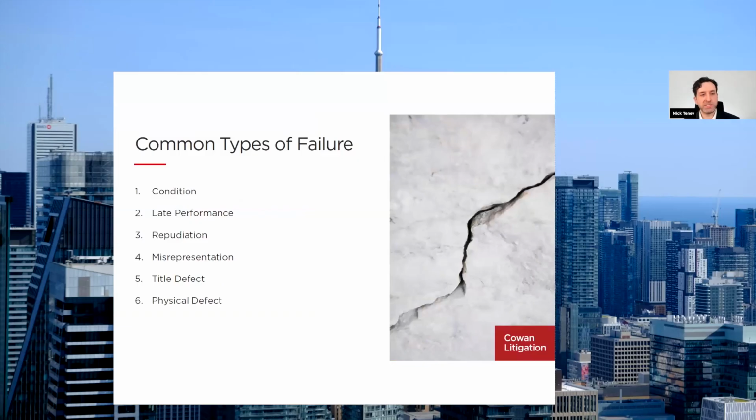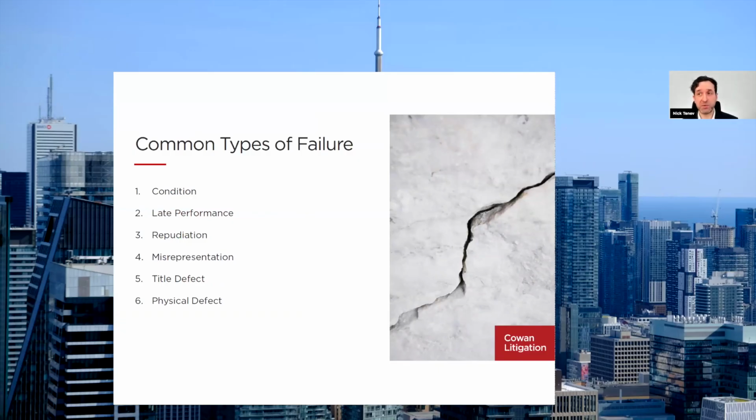Okay, so what are the common types in which real estate transactions fail? Well, there's 6 common ways. One is due to a condition. Second is due to late performance. So something is done too late, for example, delivering funds. Number 3 is repudiation, and we'll explain what that is later. Many of you probably or most already know. Number 4 is misrepresentation. Number 5, title defects, and 6, physical defects.